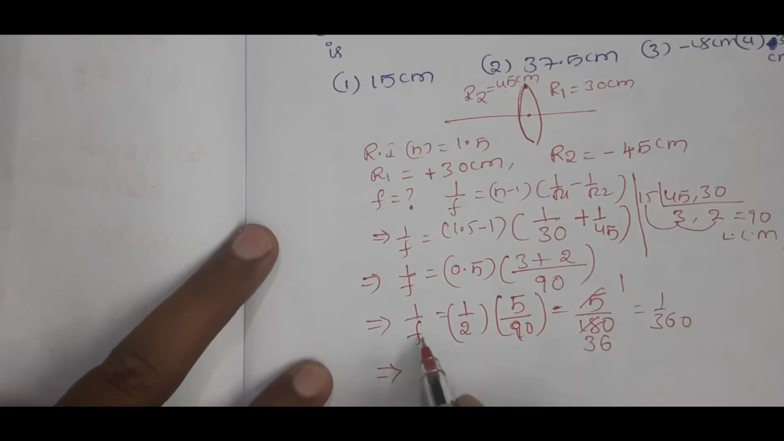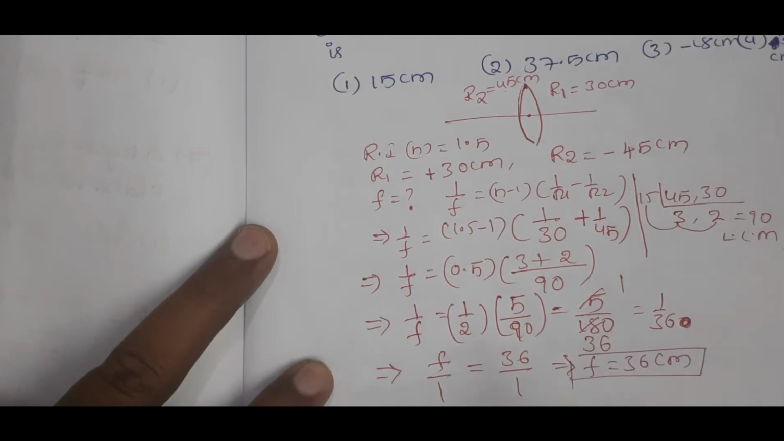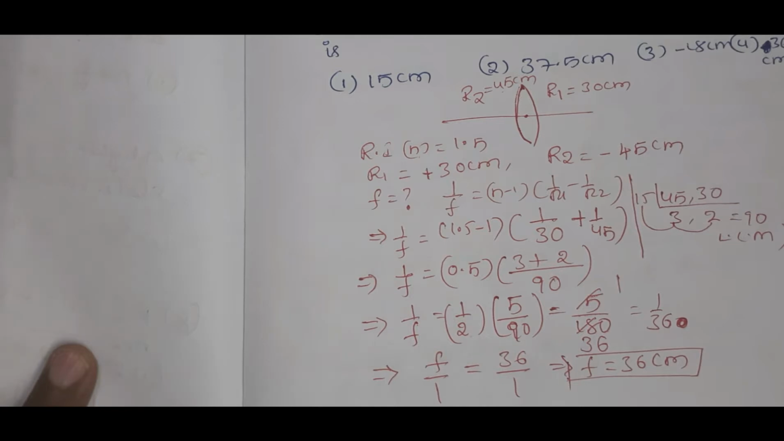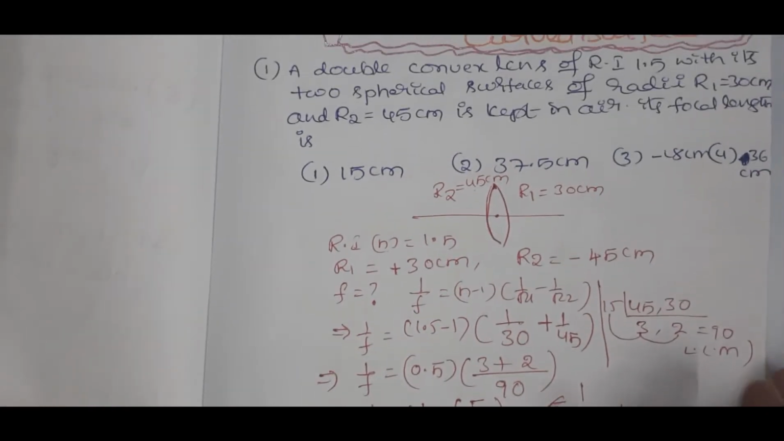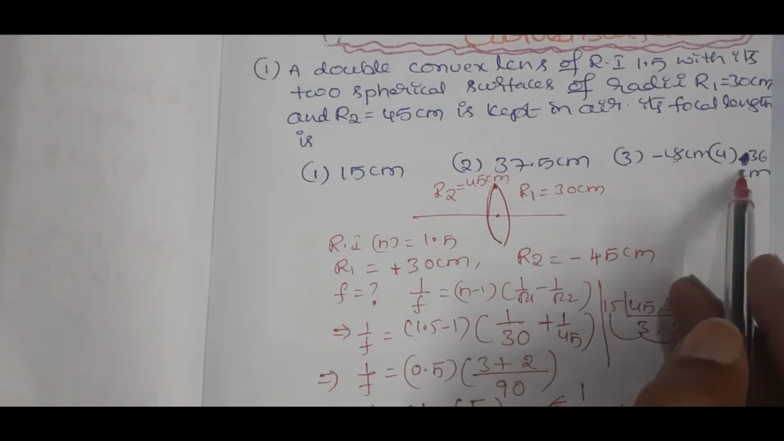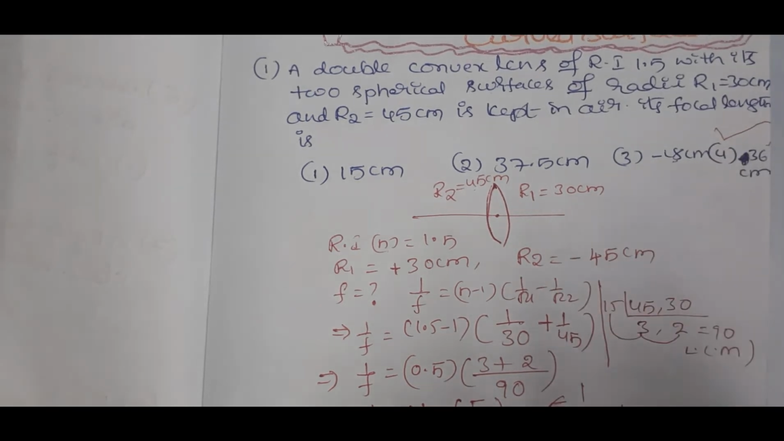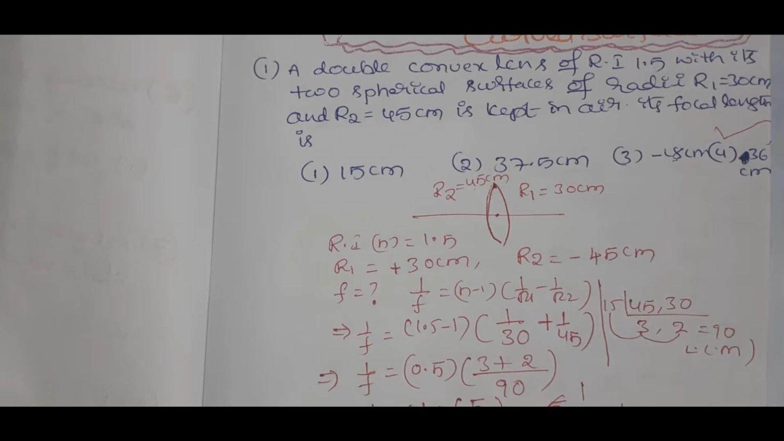We want f but not 1 by f, so we take the reciprocal. It becomes 36 by 1, reversing. Therefore the focal length is 36 centimeters, students. So f is 36 centimeters. Now you can see the options: 15 centimeter, 37.5, minus 8 centimeter, 18 centimeter, and 36. The fourth one is the right answer, 36 centimeters.